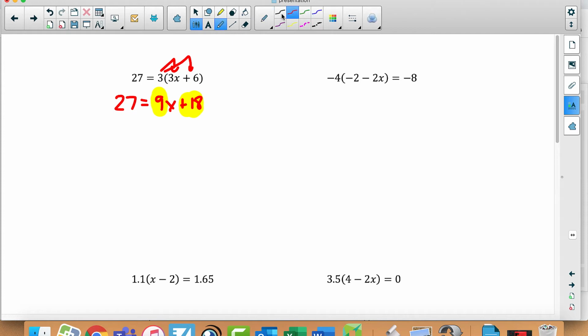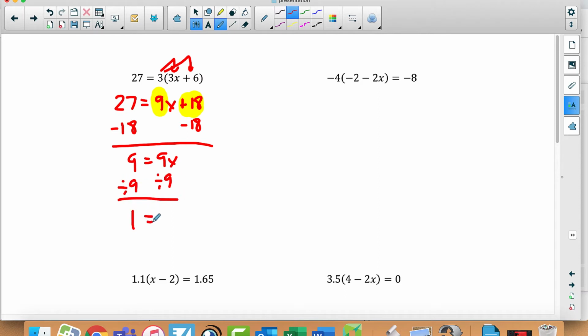So why don't we subtract 18 from both sides? 27 minus 18 is 9, and I still have 9x on this side because the 18's canceled. This is 9 times x, so we do the opposite of timesing. We divide. 9 divided by 9 is 1, and over here the 9's cancel, and you're left with x, and we're very happy with that answer.